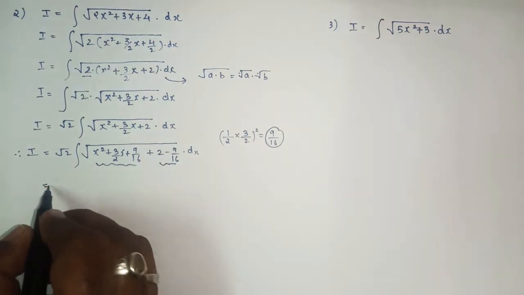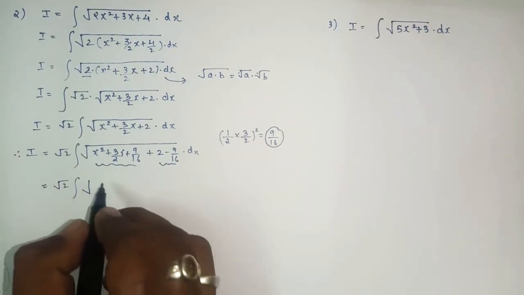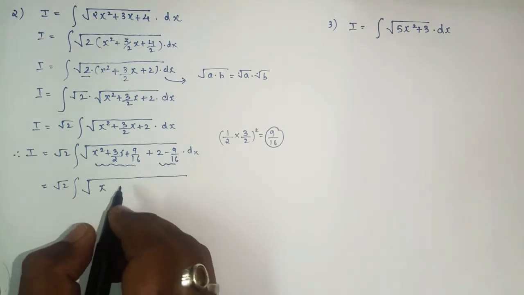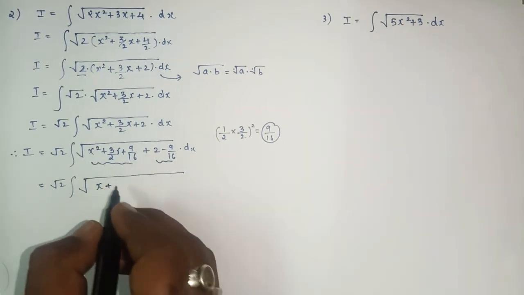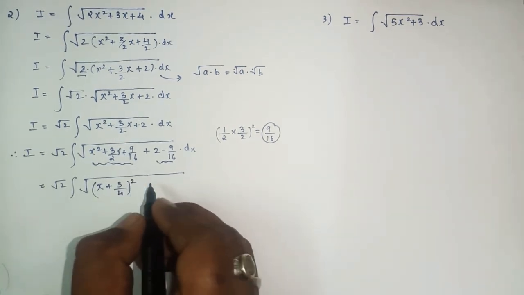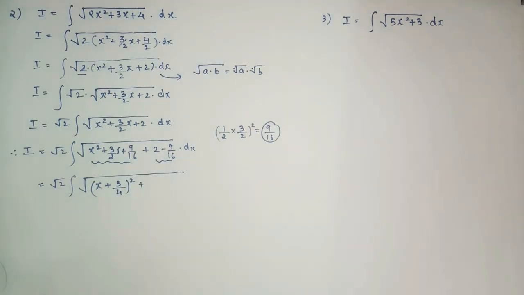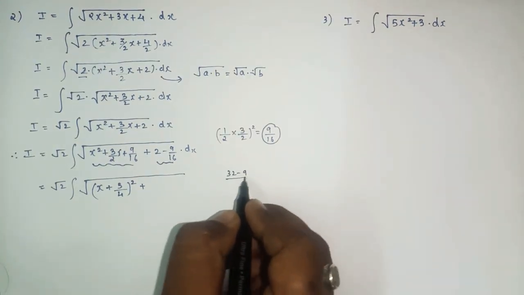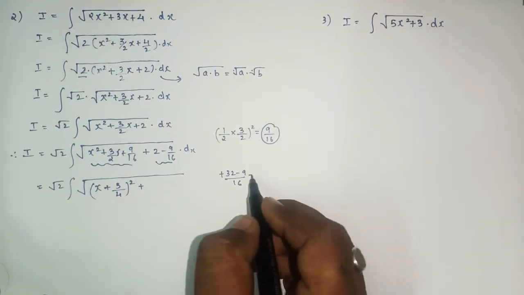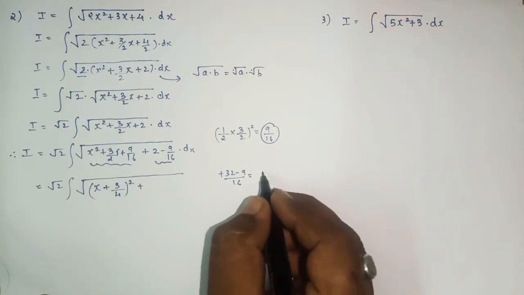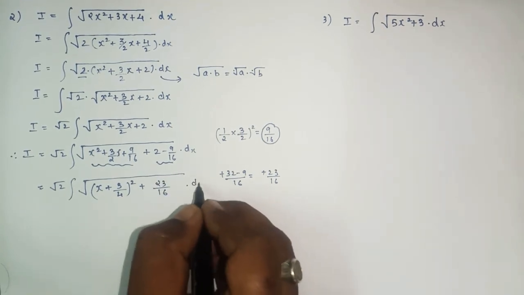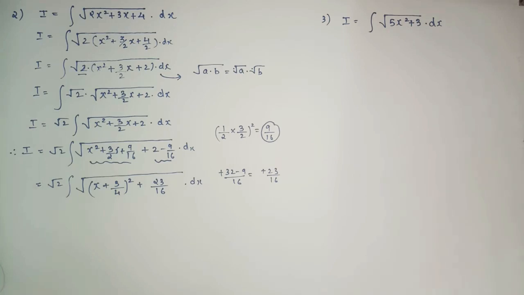yes or no. So after this, we'll keep this root 2 as it is. Integral, here both are positive, so this will be in the form of a plus b the whole square. So we'll write x plus, square root of 9 is 3 and of 16 is 4. So we can write x plus 3 upon 4 the whole square, plus 32 minus 9 upon 16. Here it is plus, 32 minus 9 is 23 upon 16. So we can write this as 23 upon 16 into dx. I hope you all understood till here.